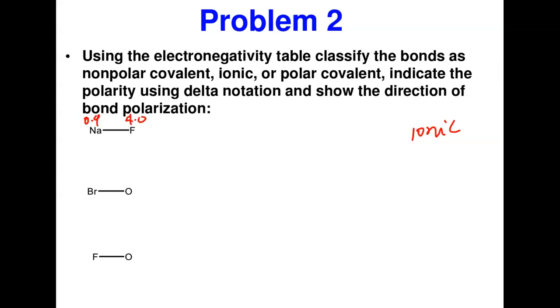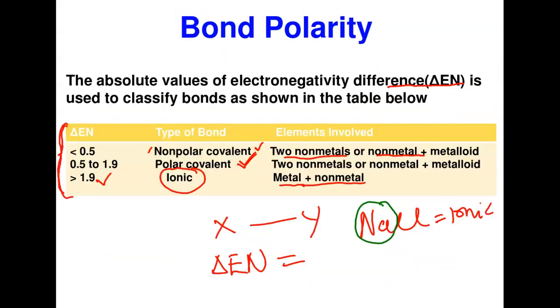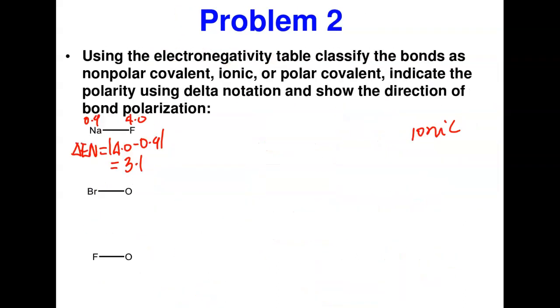Fluorine is 4.0. We visit the couple. So the change in EN is going to give us 4.0 minus 0.9. And when you do your subtraction, of course, this is an absolute value, it's going to give you 3.1. That's very high. Of course, when it is above 1.9, this is purely an ionic compound. Like I told you, you can notice that by seeing a metal first in this compound. Having a metal tells you it's ionic.